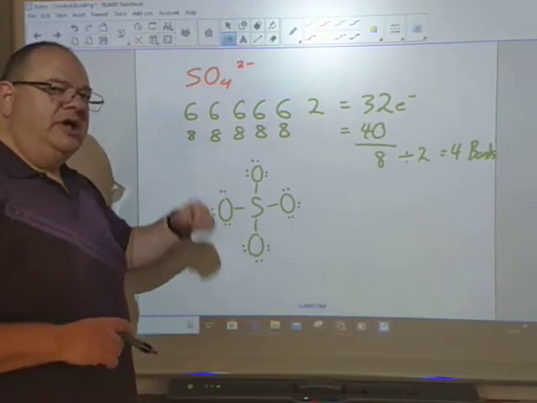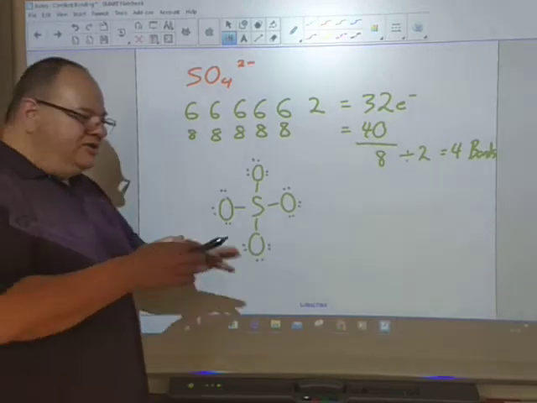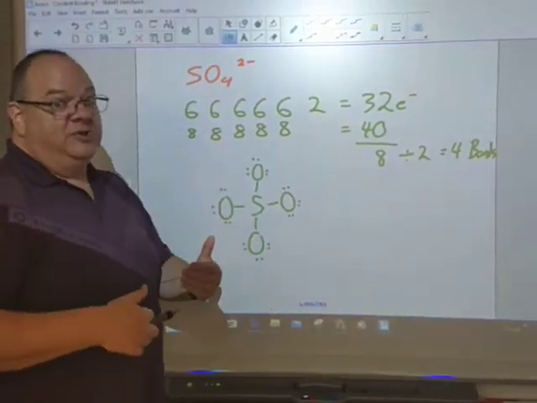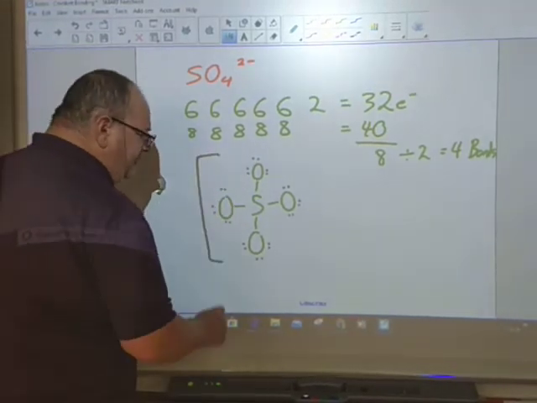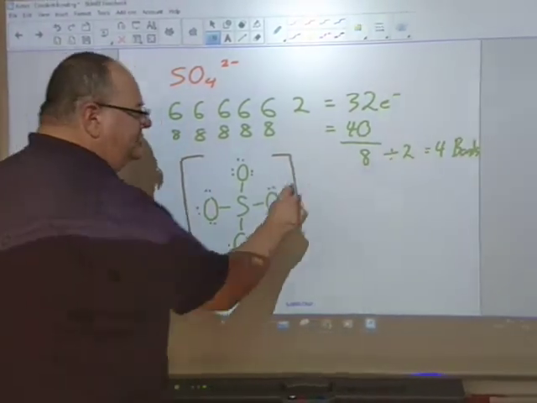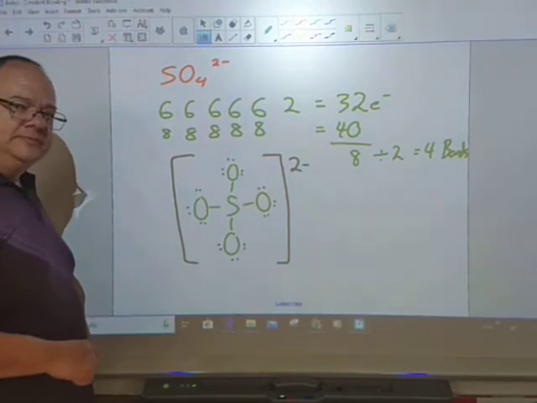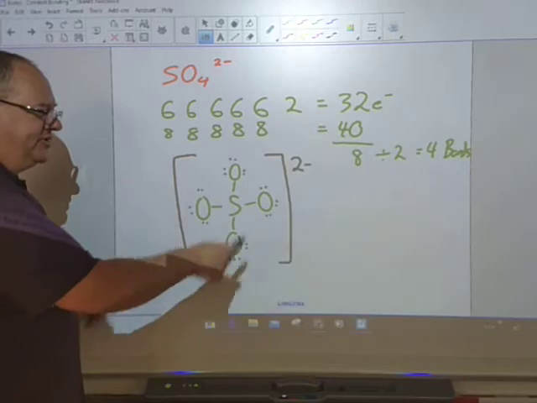This structure is not neutral, and we need to indicate the charge. And the charge isn't on any one atom, it's on the whole structure, because we don't know exactly which electrons are which. So what we do for a polyatomic ion is we put the entire Lewis structure in brackets, and we put the charge outside of the brackets. So anytime you have a polyatomic ion, brackets, charge.